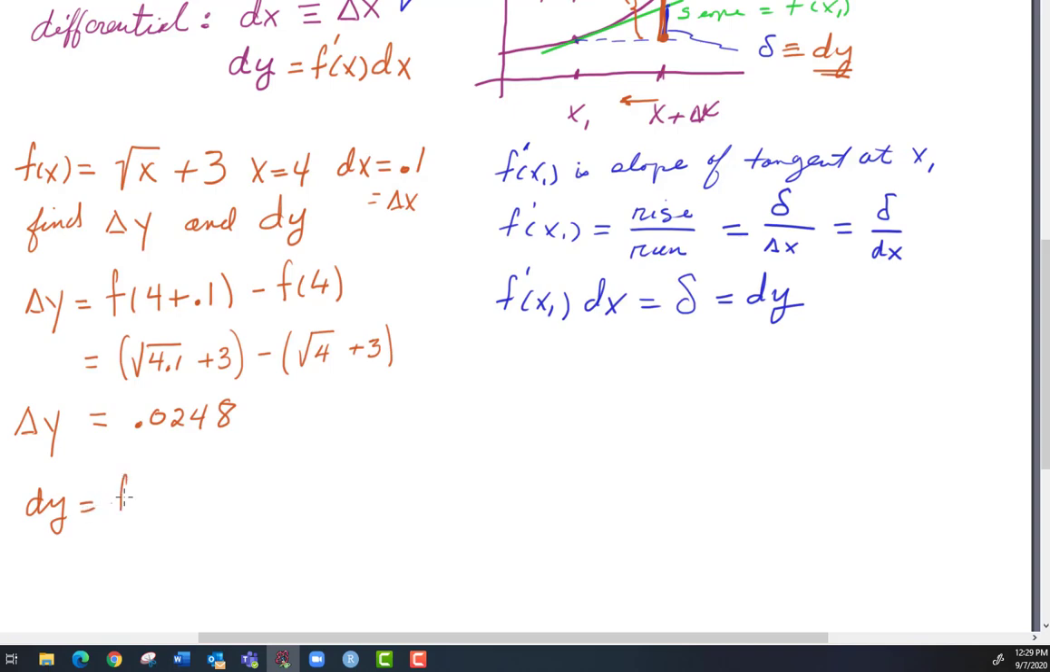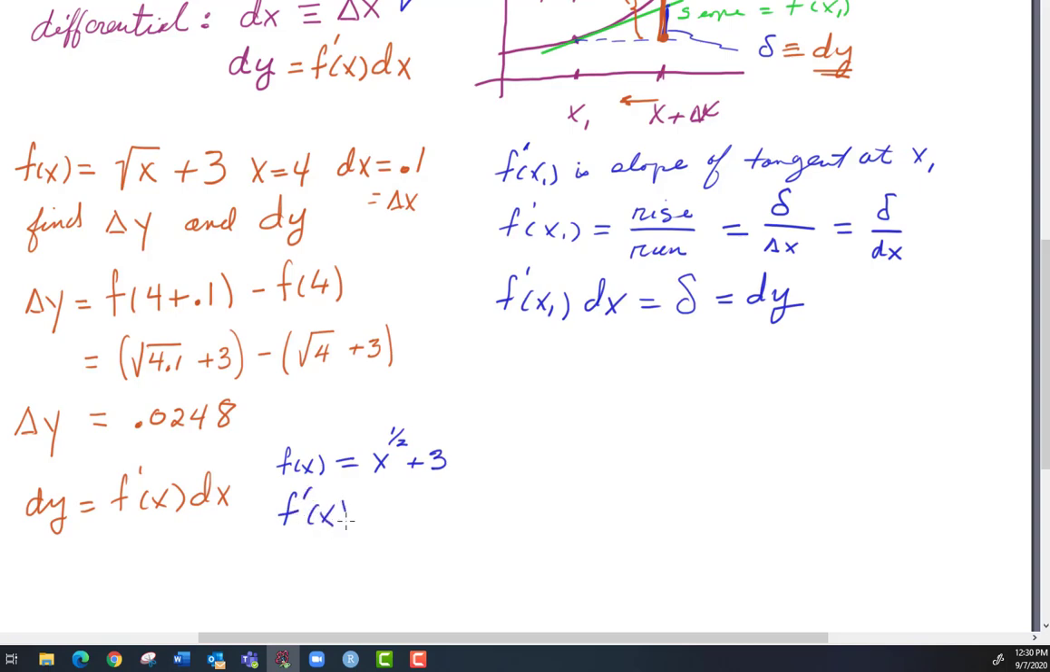Now what about dy? Well, dy would be f prime x dx, and so we're going to need to find out what f prime is before we can go further with that. So we'll do a change here of color again. So I'm going to rewrite f as f of x is equal to x to the 1/2 plus 3. I suggested in earlier videos that you use fractional exponents, and it makes taking derivatives easier.